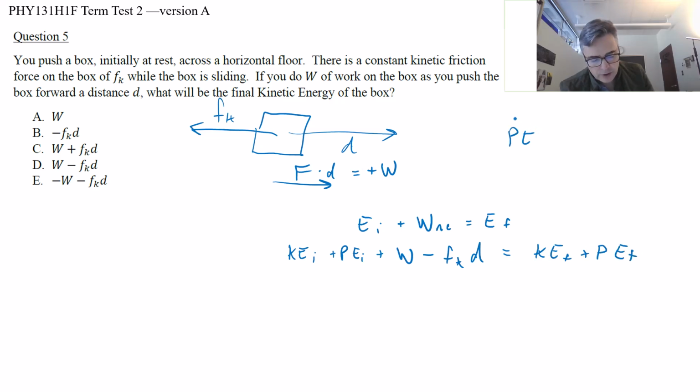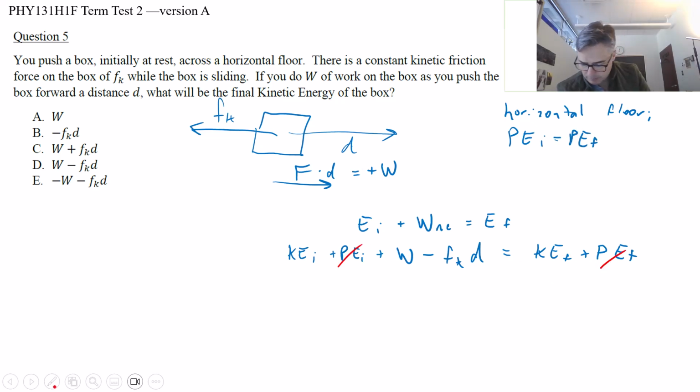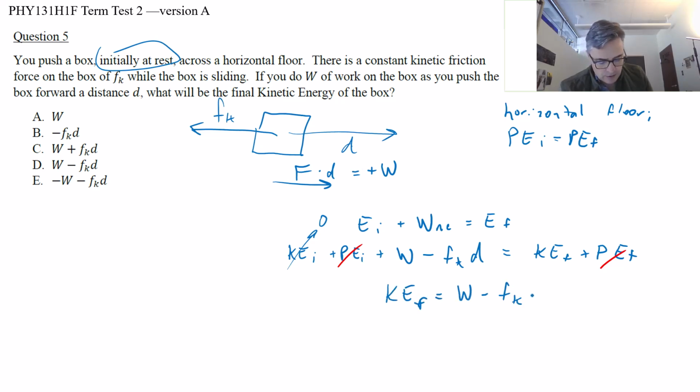Also, it's a horizontal floor, so PE initial equals PE final, so you can subtract that from both sides. Also, it's initially at rest, so kinetic energy initial equals 0. So just rearranging this, you get the kinetic energy final equals the work you do minus this Fk times d.